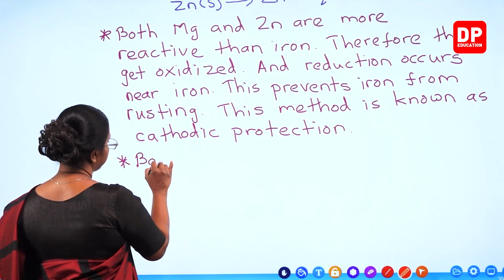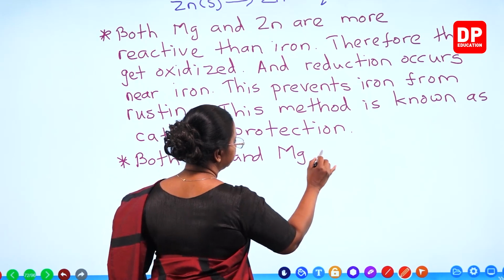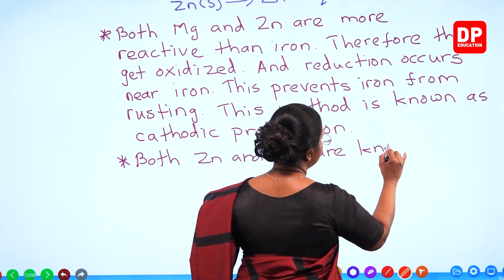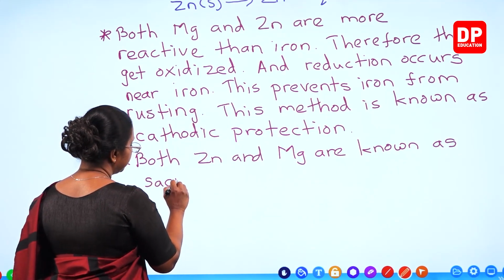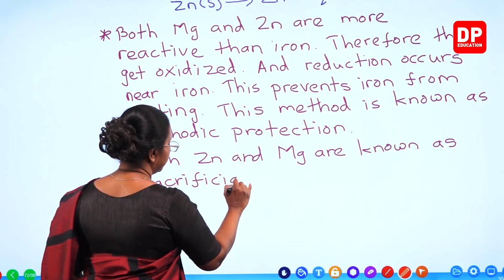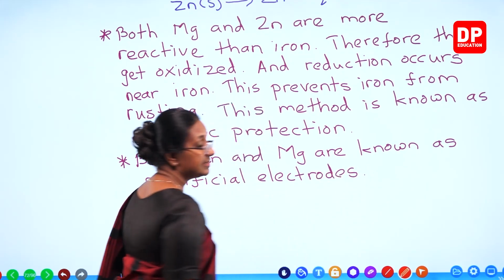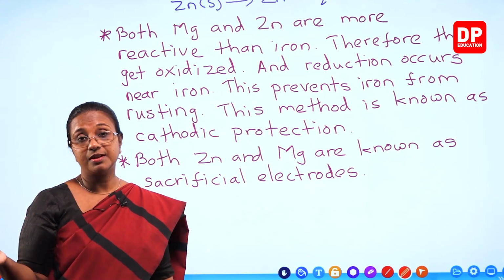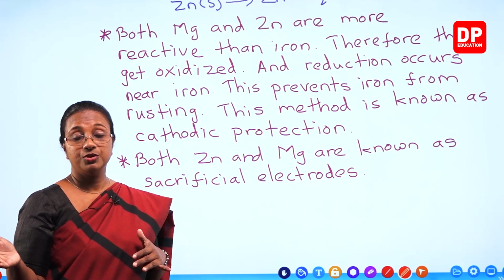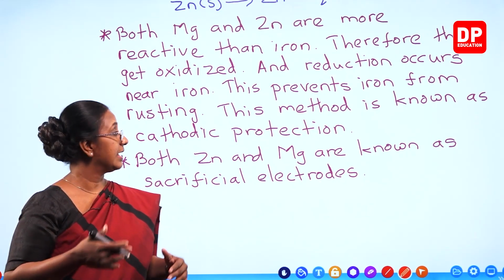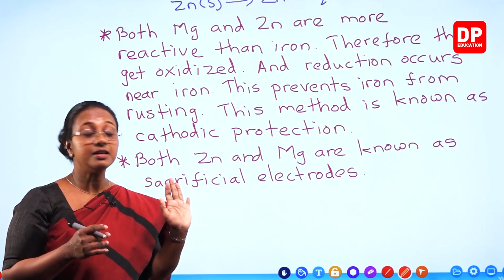Both zinc and magnesium are known as sacrificial electrodes because they are sacrificed to prevent iron from rusting. These two metals undergo oxidation and make the iron the cathode. So that method of protection is also known as cathodic protection. So that is for the second and third petri dishes.